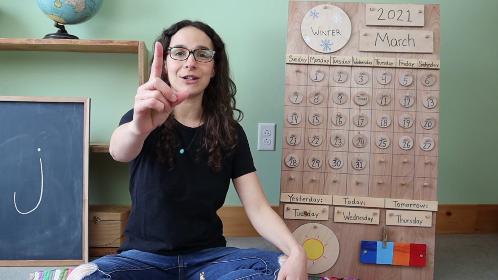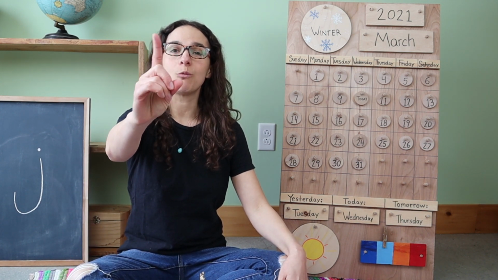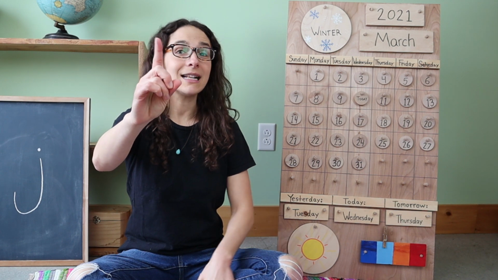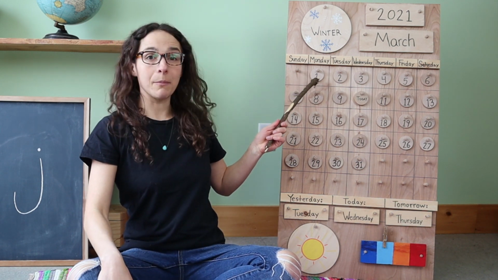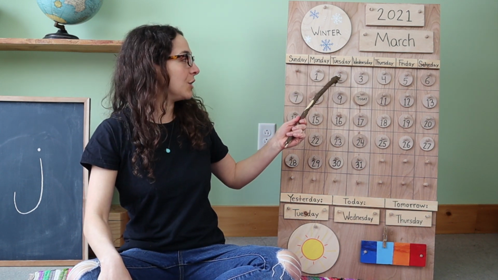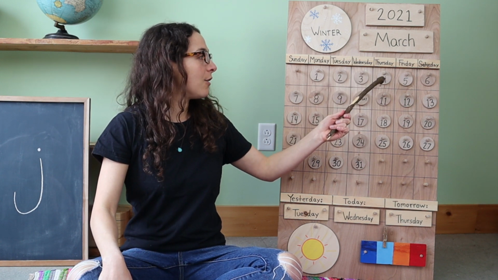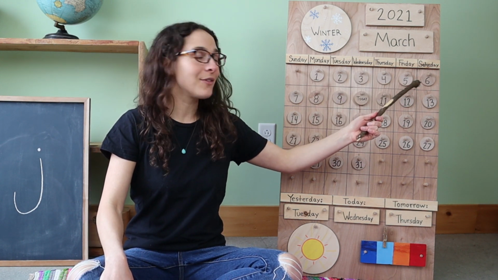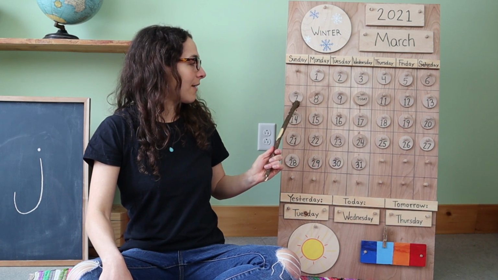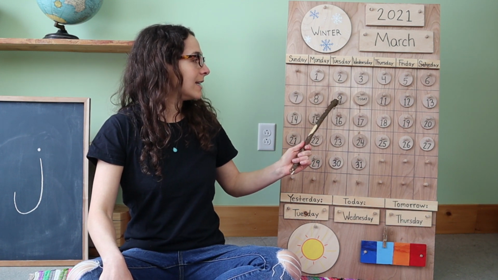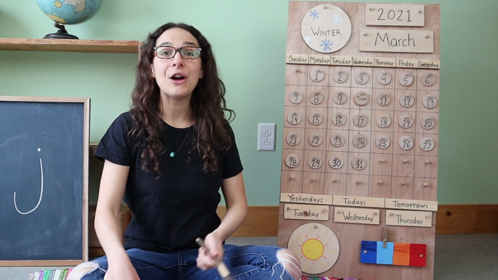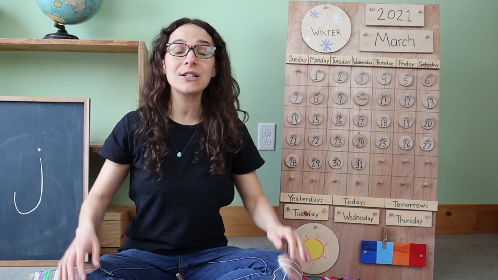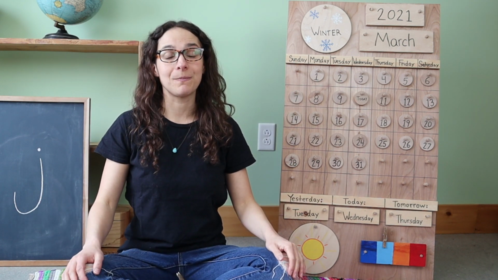Now it's time to count all the days that we've had so far in the month of March. So let's see those counting fingers and stretch and warm them up. And let's count. We'll start at the number 1 up here. 2, 3, 4, 5, 6, 7, 8, 9, 10. We have had 10 days so far in the month of March.